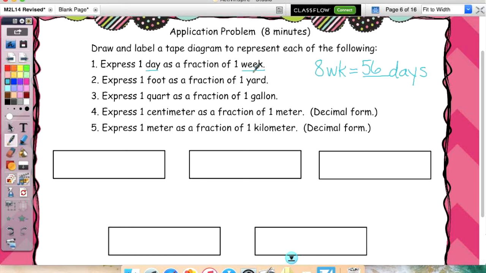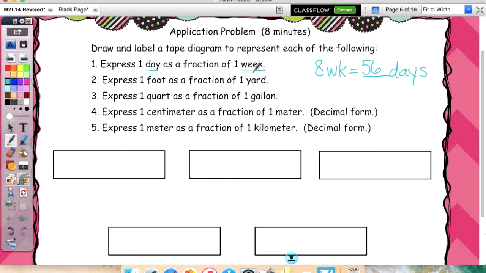Okay, I'm gonna get you started with your thinking. The days are switched. The weeks and days are switched. So we're starting with the smaller unit of measurement today. Look at me. This is backwards from what we did yesterday.